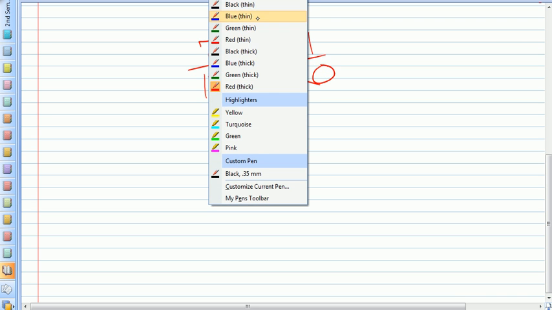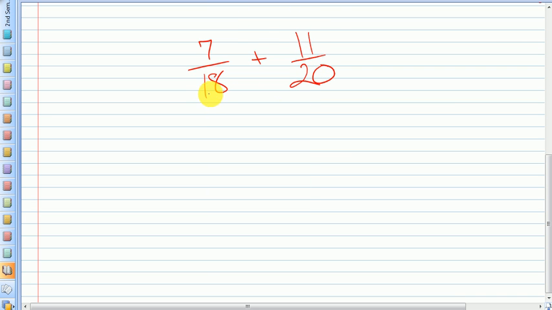Okay, so let's say the student has to add 7 over 18 plus, I don't know, let's choose a number that won't divide evenly, 11 over 20. So we find a common factor, any common factor the student can think of. So the first thing that comes to mind is 2. 2 goes into 18 9 times, 2 goes into 20 10 times.